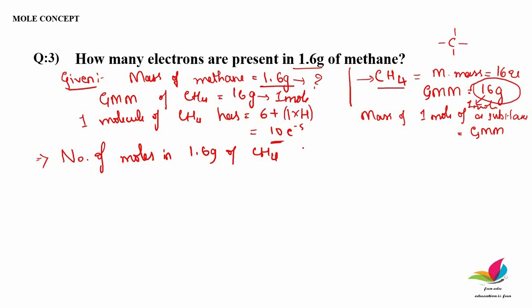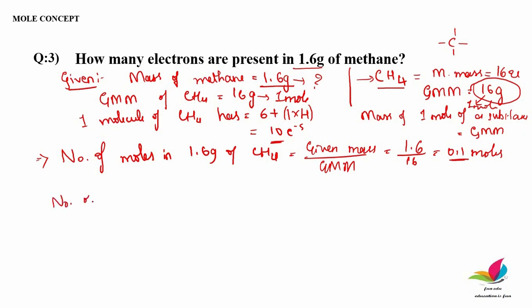So number of moles in 1.6 gram of methane will be equal to given mass. Correct? See, this formula I have told you. Given mass divided by standard mass. What is standard mass? Gram molecular mass. So that will be equal to 1.6 divided by 16. So that will be equal to how much? 0.1 moles. Correct? See, here also you got the same answer, 0.1 moles. Okay. So number of moles in 1.6 gram of methane will be equal to 0.1 moles.